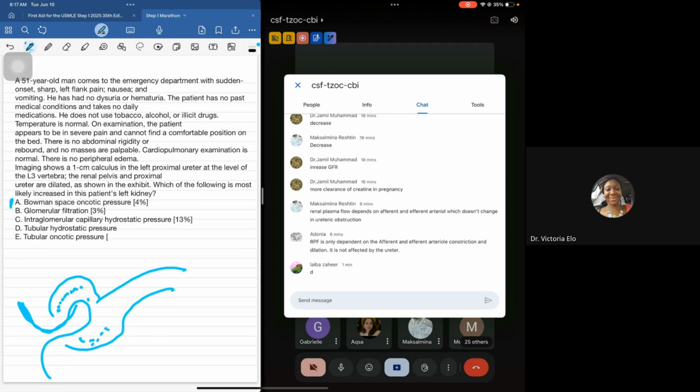This is the first thing. In the same way, tubular oncotic pressure is going to increase. The second thing is glomerular filtration, which is going to decrease in case of ureteric constriction, and we have already seen how this happens. The third thing is intraglomerular capillary hydrostatic pressure. What are the factors that affect it? We have gone into the details of all of these things: what is going to increase the glomerular filtration pressure, what is going to decrease it, and how this happens.